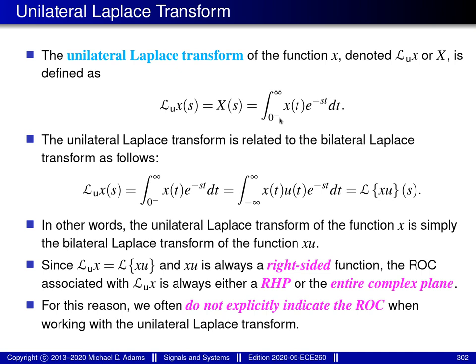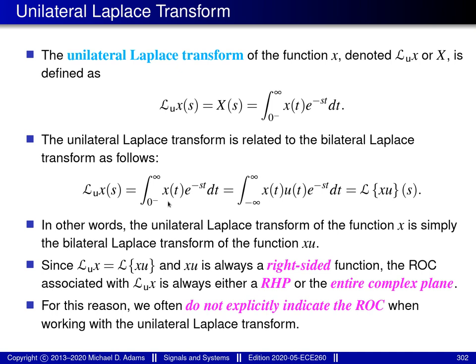Although the unilateral and bilateral Laplace transforms are distinct transforms, a very simple relationship exists between them. In particular, the unilateral Laplace transform of the function little x is simply the bilateral Laplace transform of the product of little x and the unit step function. A proof of this relationship is given here. Let's examine this proof in more detail.